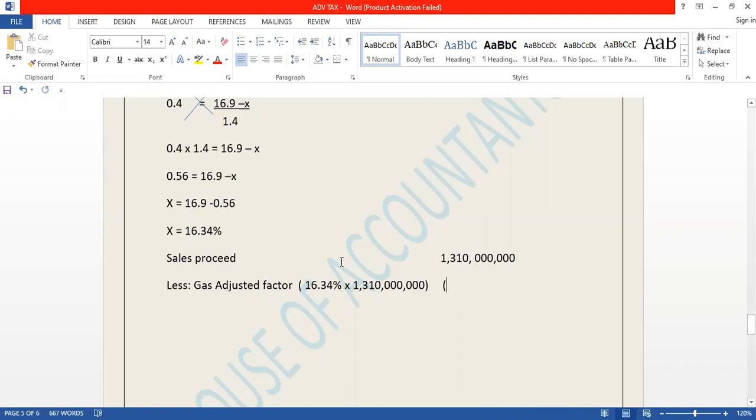16.34% multiplied by this figure. What would be our answer? Then we less it from what we have on ground. We still have a long journey to go. We have to be pressing our calculator so that we can complete the question.